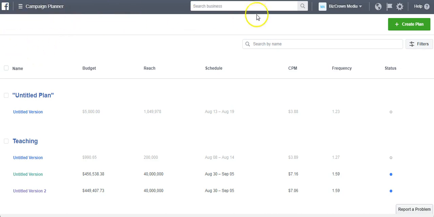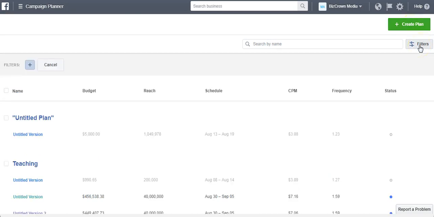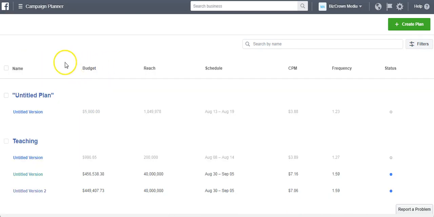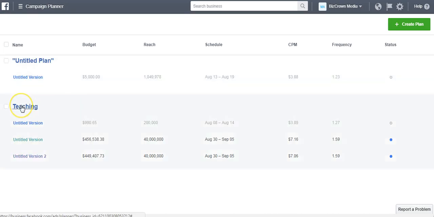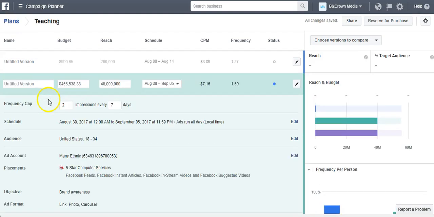And as you can see here, you have the opportunity to create your plan and you have the opportunity to look at filters. Budget is smaller than this amount. But what we'll do here is actually go into this teaching plan to give you an overview.